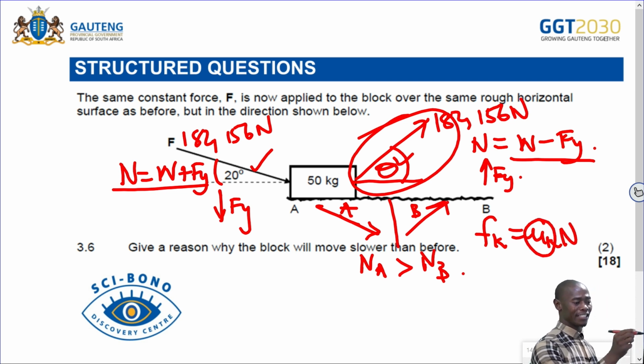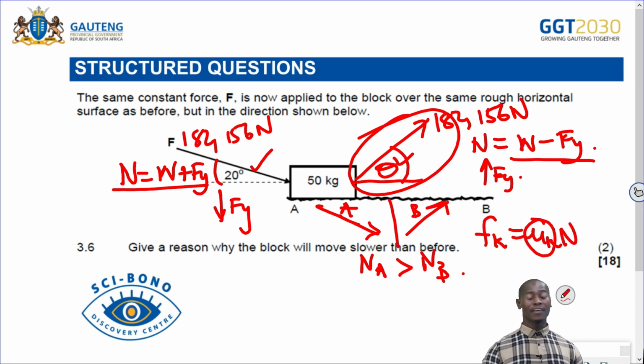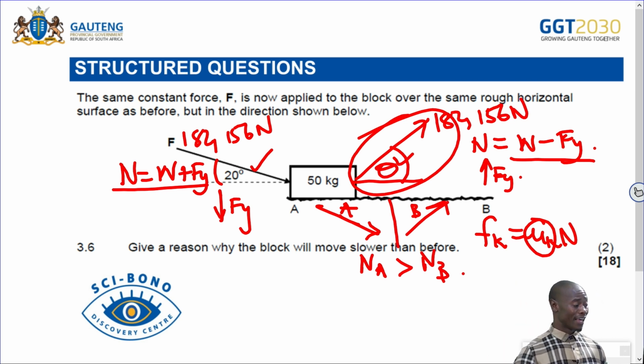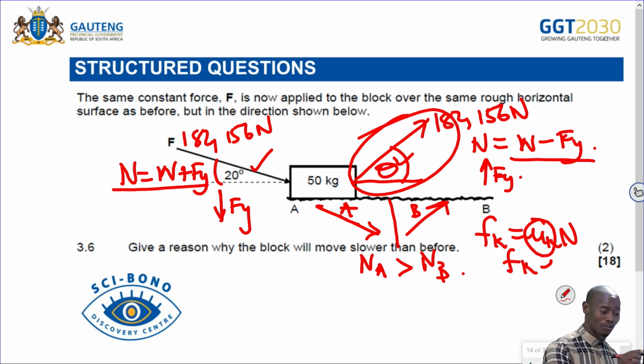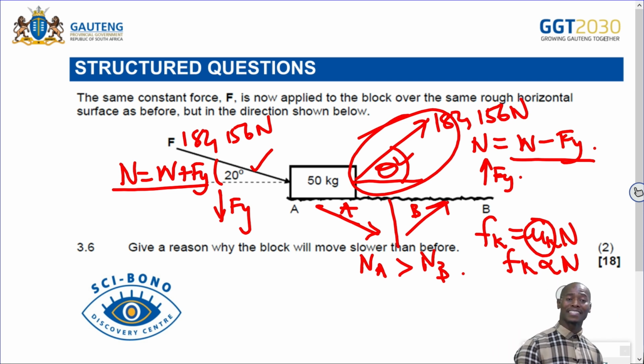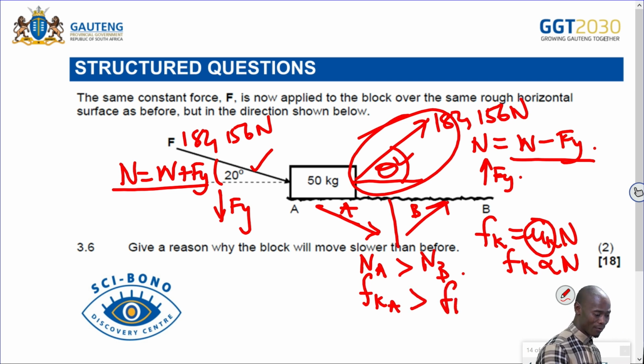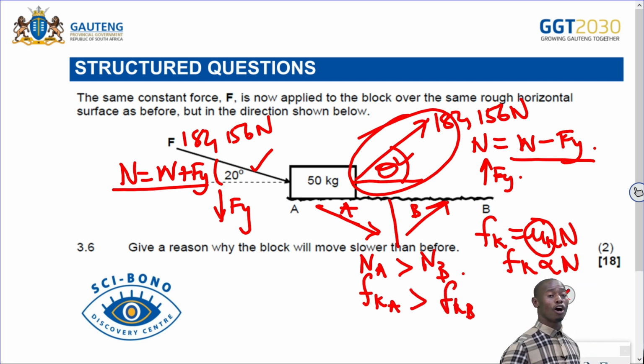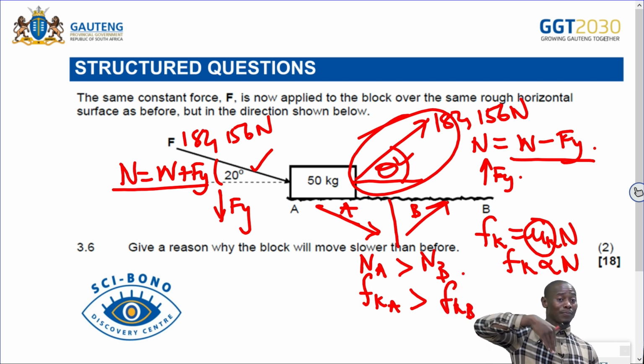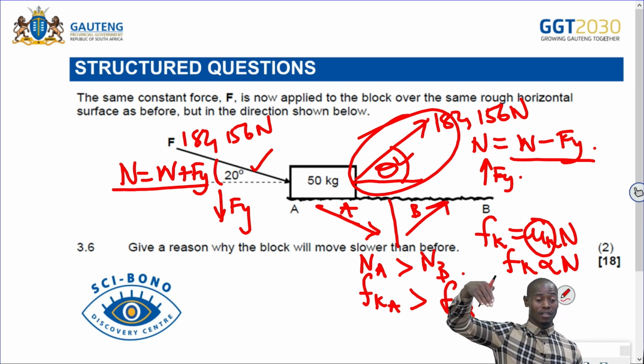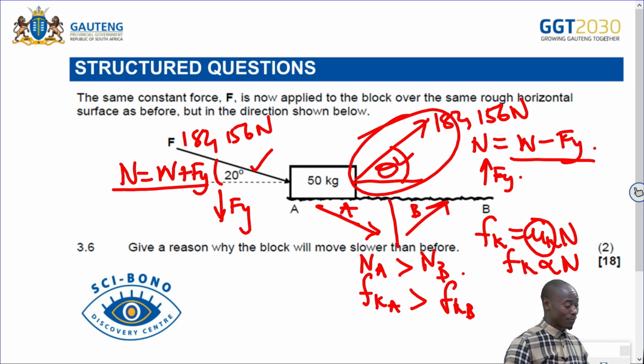What is constant here is the coefficient of kinetic friction. So if the coefficient of kinetic friction is constant, then Fk will be directly proportional to N. So if Fk is directly proportional to N, it means that Fka will be greater than Fkb. Which means that when an object is pulled at an angle, it experiences less frictional force. But if it's pushed at an angle, it experiences more frictional force. Obviously, if it experiences more frictional force, we are expecting it to move slower than before.